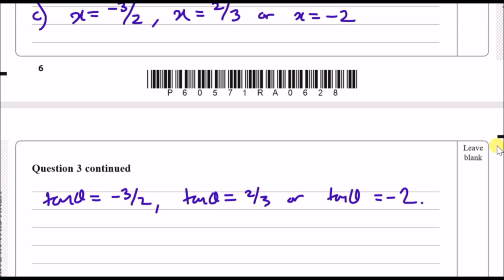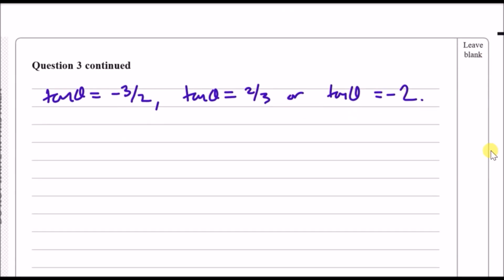So you actually got three different results now. Now, to get the value of theta, we just have to tan inverse, yeah? So in your calculator, it looks a bit like that. It's just this little button here. And to get it, you go press Shift Tan.